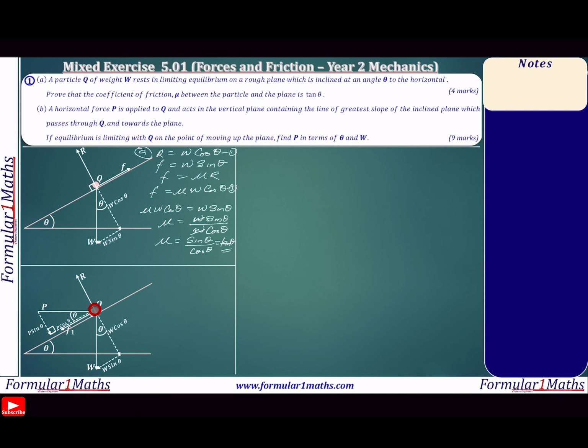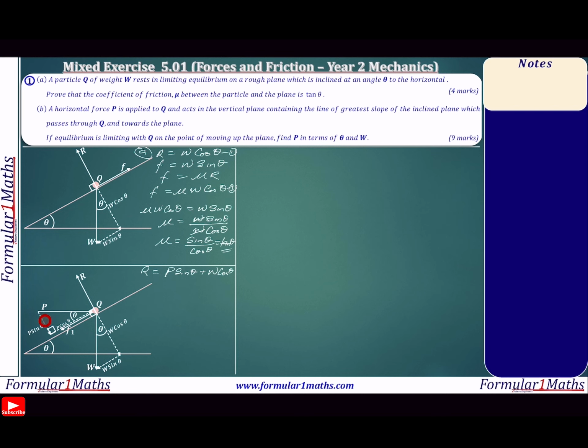The particle is not flying off the plane, it's not moving through the plane, so it means the forces acting this way must be equal to the forces acting downward this way. And that means the normal reaction will be equal to P sin theta plus W cos theta. So we can write the first equation as R is equal to P sin theta plus W cos theta. So that's the first equation.